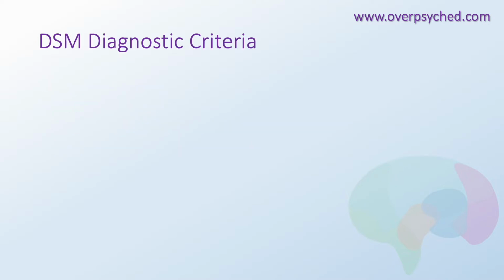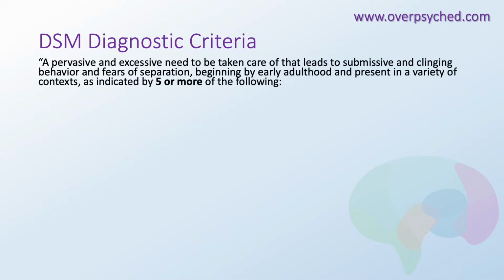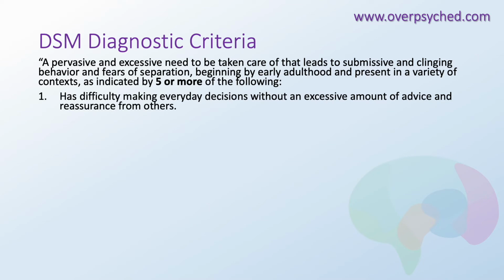So the DSM, or Diagnostic and Statistical Manual of Mental Disorders, has the following diagnostic criteria for dependent personality disorder. A pervasive and excessive need to be taken care of that leads to submissive and clinging behavior and fears of separation, beginning by early adulthood and present in a variety of contexts, as indicated by 5 or more of the following. 1. Has difficulty making everyday decisions without an excessive amount of advice and reassurance from others.